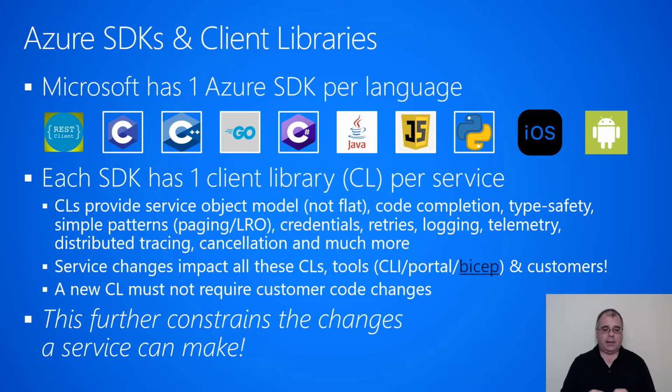A new client library must not require any customer code changes in order for the customer to have a good experience. And having these client libraries further constrains the kind of changes that a service can make. I talked about enums earlier in the course, for example. A service might use enums in its OpenAPI specification, but because of the way client libraries in various languages handle enums, there's a lot of potential problems with using enums.